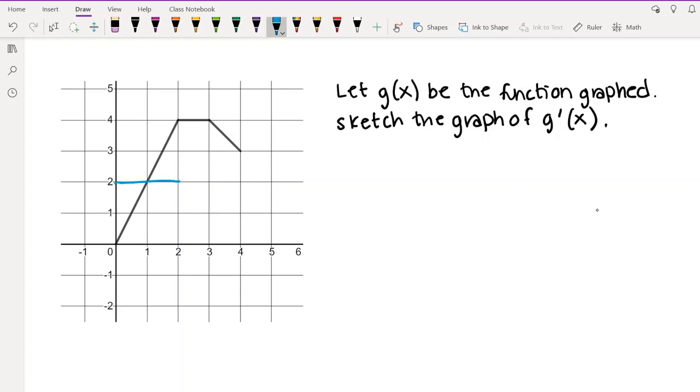Right? Because again, you want to think of it this way: if I were to plug any x value into the derivative function, I should always get 2. And that's exactly what it means to have a constant function or a horizontal line. Okay, what about this next part?